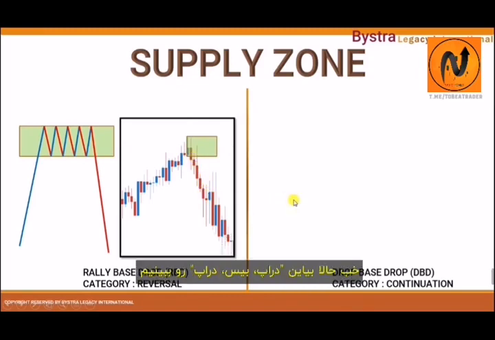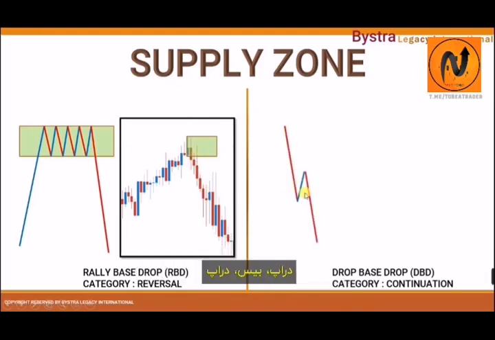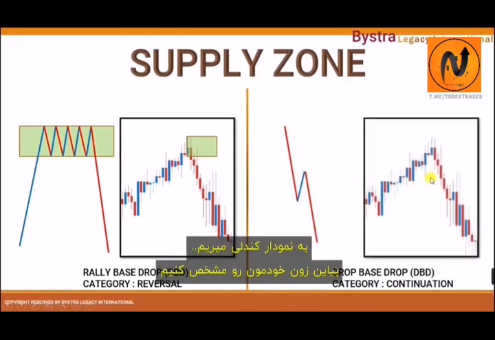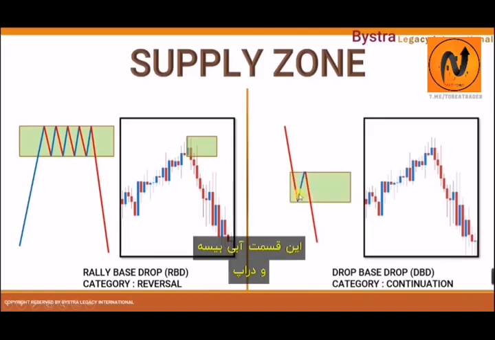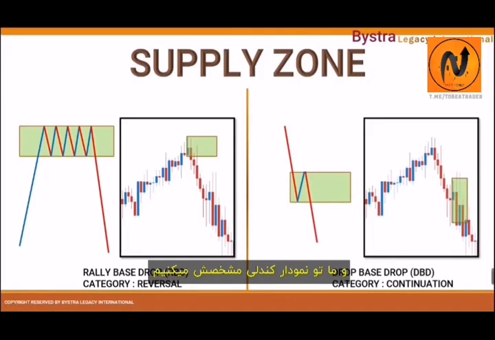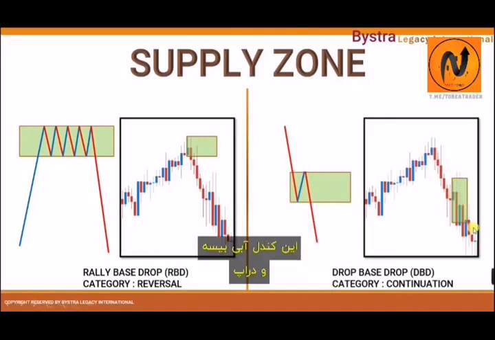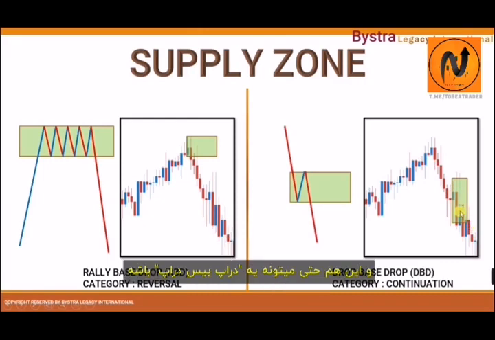So let's have a look at the drop-based drop. The drop-based drop is something similar, this kind of pattern. We go to the candlestick chart and mark our zone. So this is a drop. This blue area is the base and drop. And we mark it on the candlestick chart. Here we can see the drop. This blue color is the base and drop. This one could also be a drop-based drop, and this can be a drop-based drop as well.